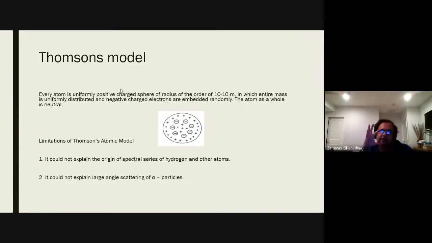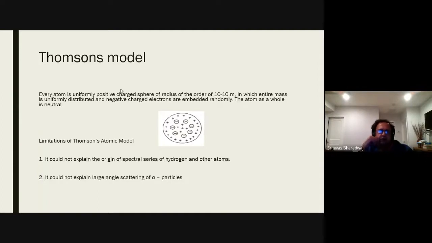So he said the size of the atom is about an angstrom, in which the entire mass is uniformly distributed and negatively charged electrons are embedded in this. Okay, so the atom as a whole is neutral. There's no charge in an atom. It has electrons and these positively charged things, and then it's all inside there. It's one blob.